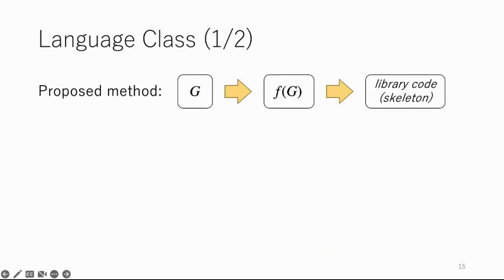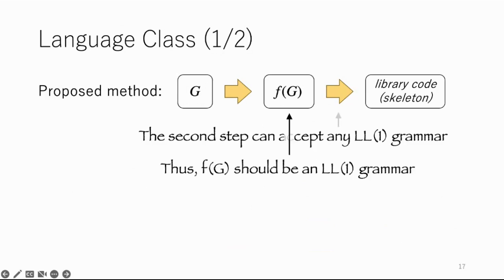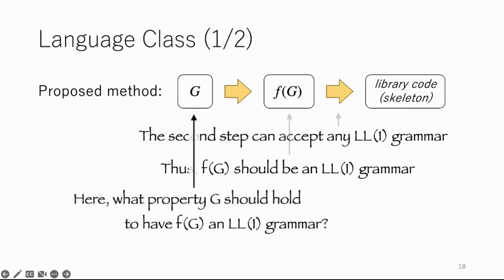So our method consists of two steps. The second step is based on an existing method, and we know it can accept all LL1 grammars. Thus, the grammar after rewriting, G', should be an LL1 grammar. So the question is, what property should G hold to make G' an LL1 grammar?